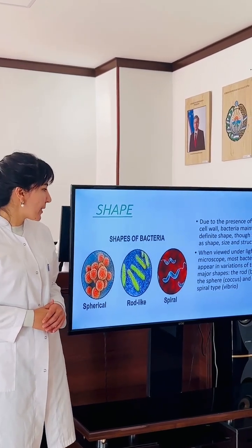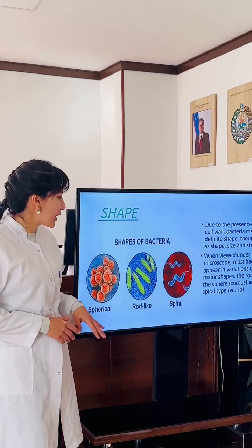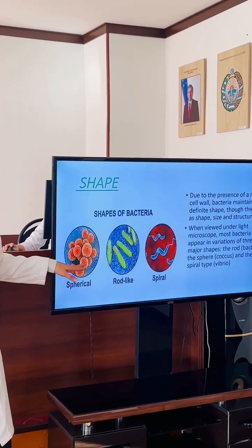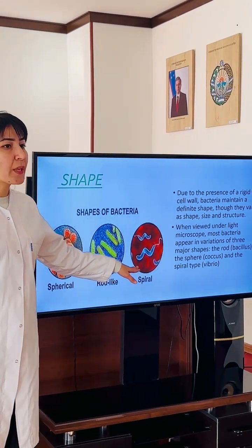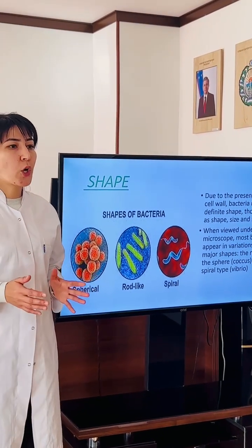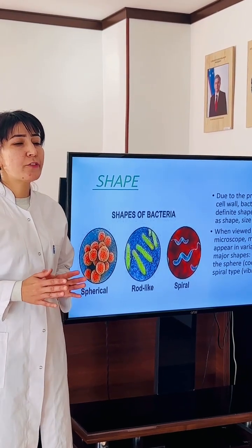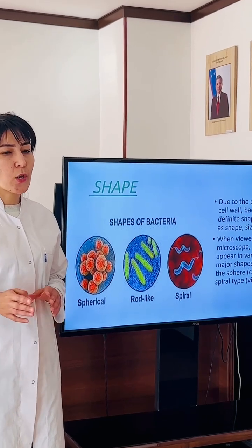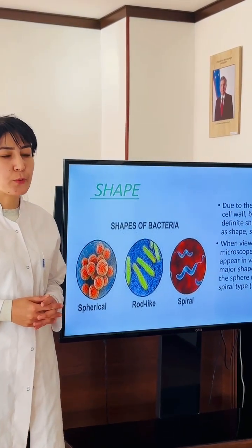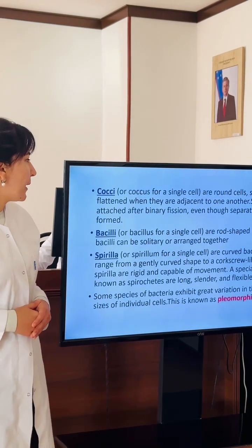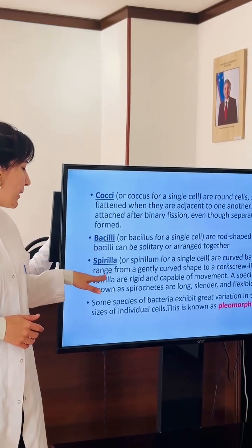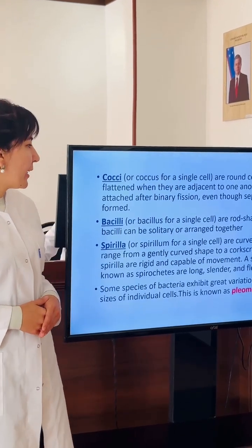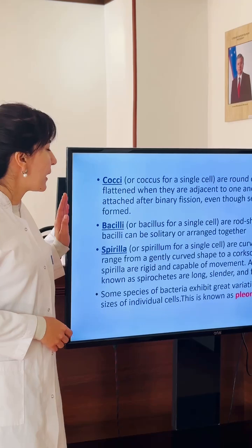Shape. If you look at the shapes of the bacteria, we can see three types of shapes: spherical, rod-like, and spiral. Under the light microscope, most bacteria appear in a variation of the three major shapes. We say the rod is bacillus, the sphere is coccus, and the spiral type is vibrio. Here we can see cocci, bacilli, and spirilla, and many of the shapes of bacteria.